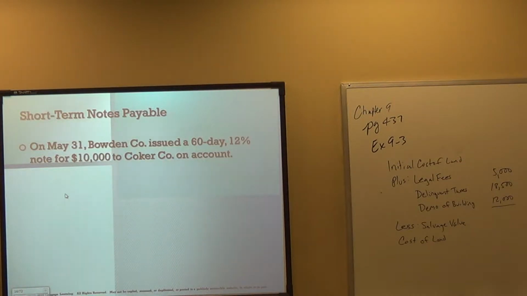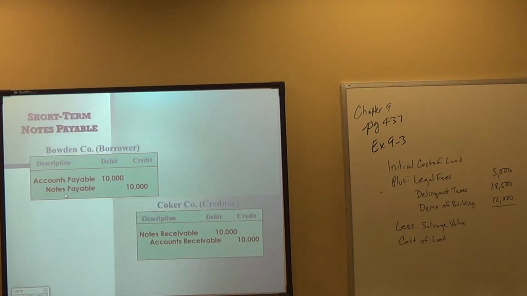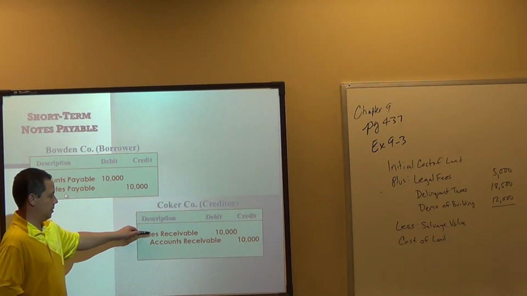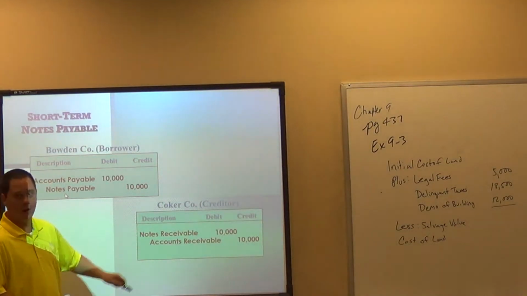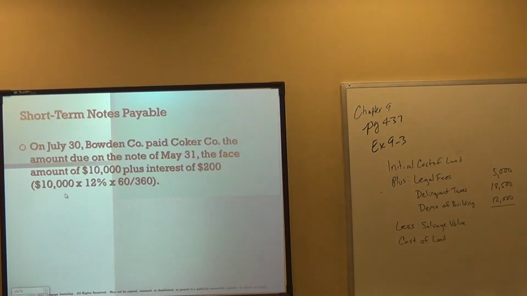So the Baldwin Company issued a 60-day 12% note for $10,000 to Coker on the account. So as a part of that, we get rid of our accounts payable, and now moving on to notes payable. So that's why we back that out of there. And then we have notes receivable. It's our asset, and we removed our notes receivable. Our accounts receivable was our asset, so we removed that.